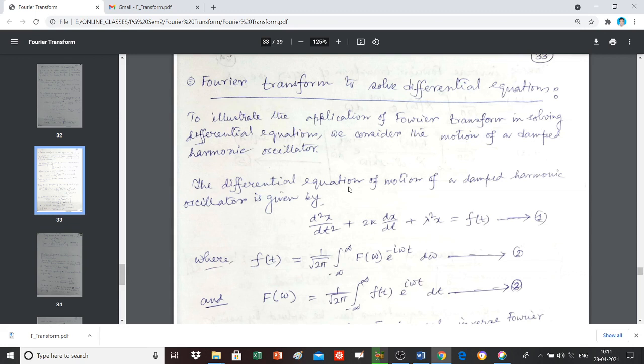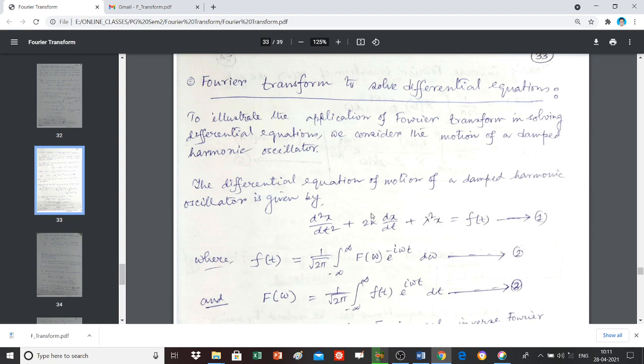the forces acting on it include the restoring force. Restoring force means that force which brings it to its initial condition, and that is proportional to the negative of the displacement of the bob of the pendulum, or the displacement of the particle. That means the restoring force is minus lambda square x, where lambda is a constant. This is the restoring force.